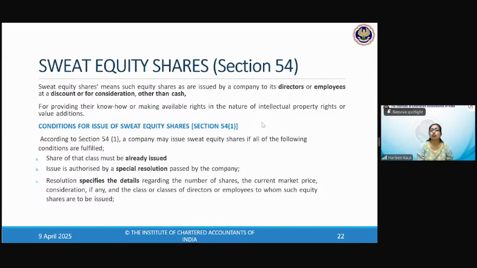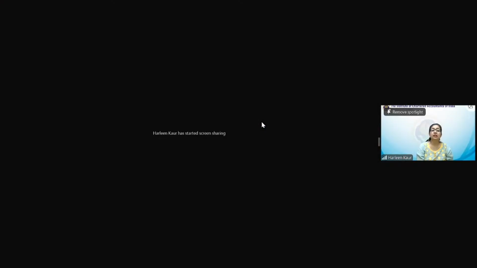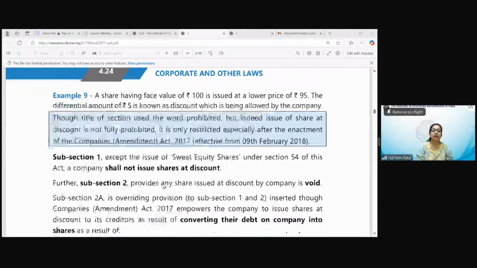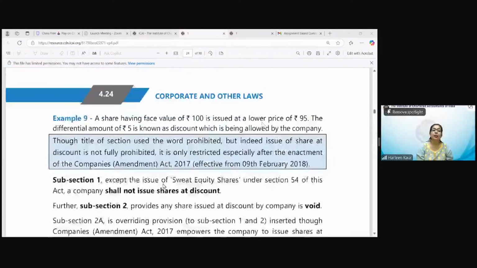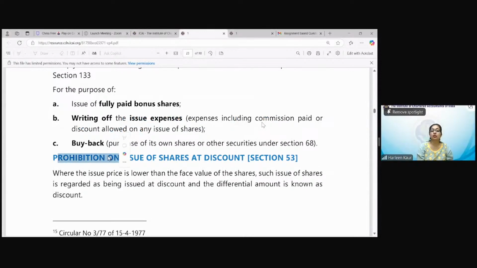Now, can we issue the shares at discount? No, ma'am, we cannot issue the shares at discount. It is not allowed. But there is an exception under section 54, which says that yes, we can issue the shares at a discount. Although there is a prohibition, section 53 clearly tells you that you cannot issue the shares at discount.